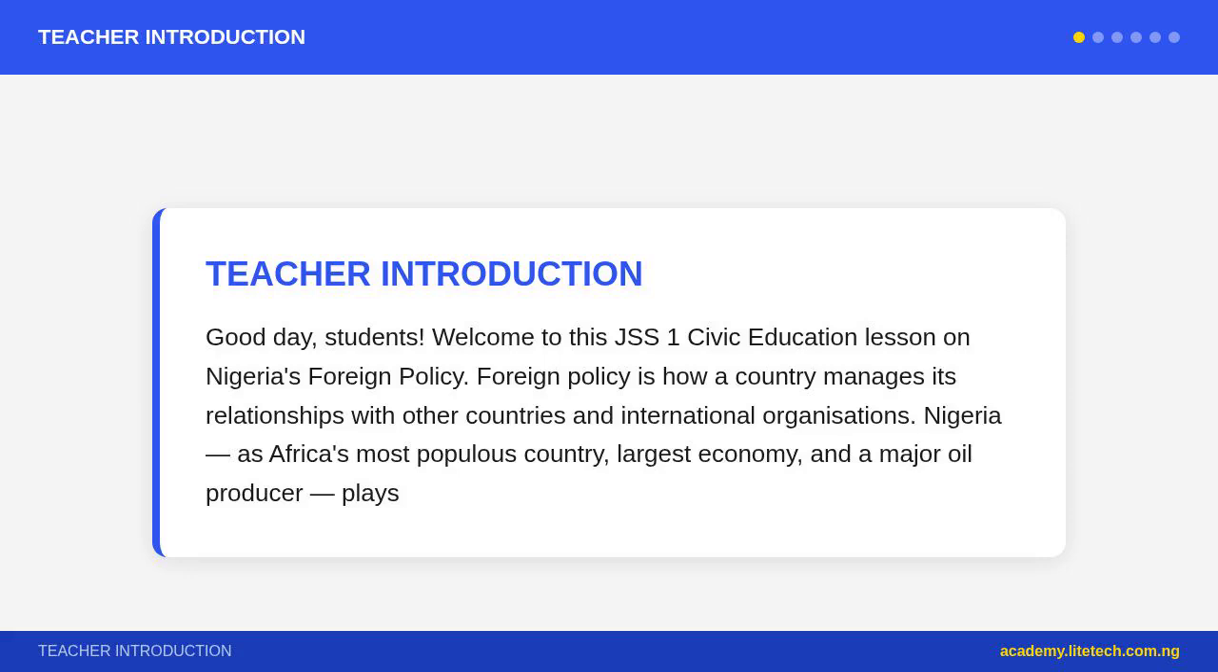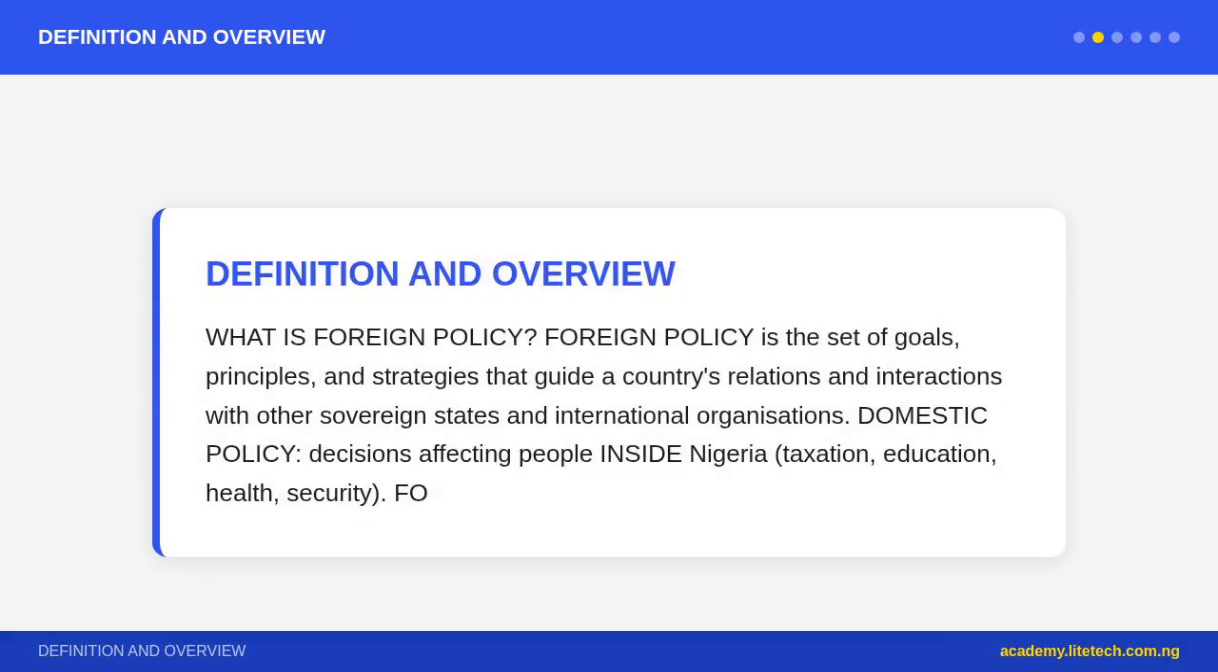2. Sovereign equality of all nations. Nigeria believes all countries, small or large, rich or poor, are legally equal under international law, as reflected in the UN Charter. Nigeria does not accept that powerful countries can violate weaker nations' sovereignty.